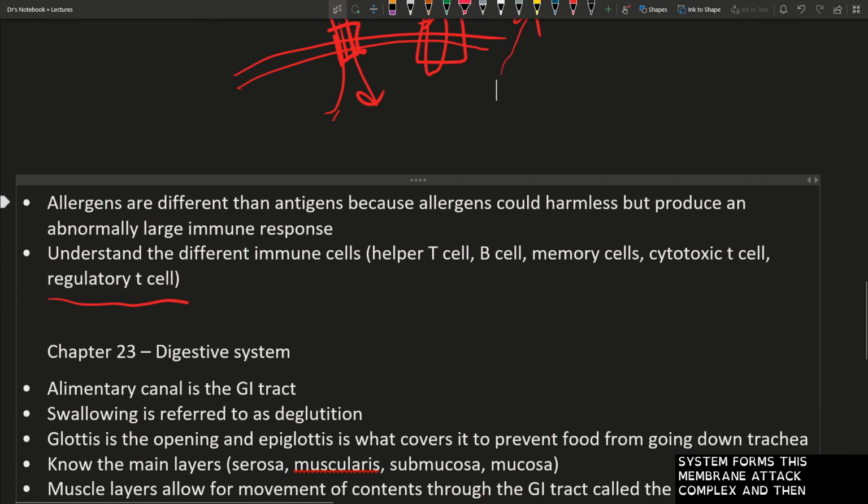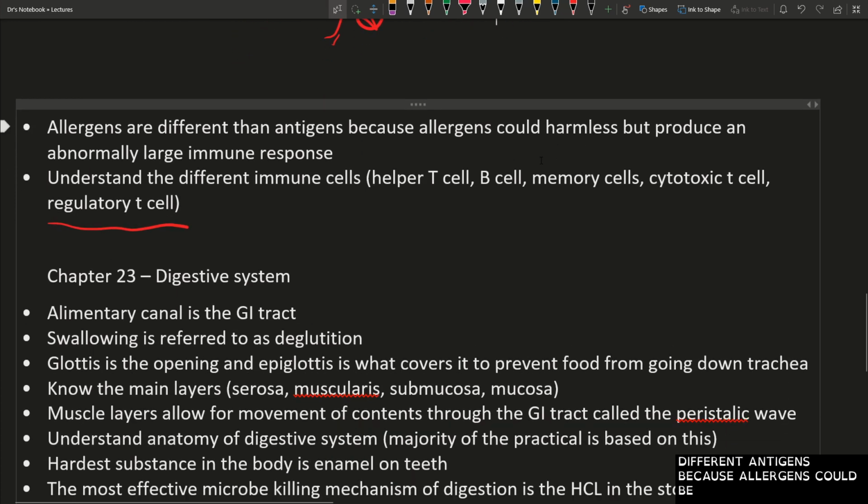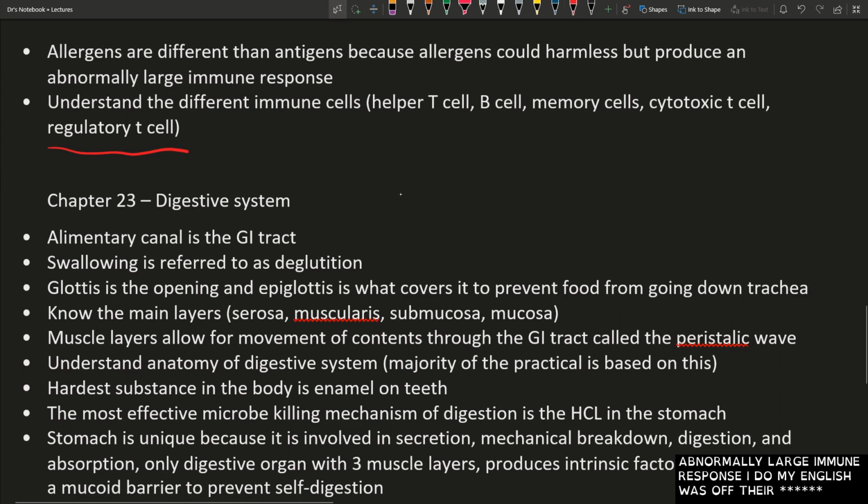And then remember the difference between allergens and regular antigens. Allergens are different than antigens because they're considered harmless, but they produce an abnormally large immune response.